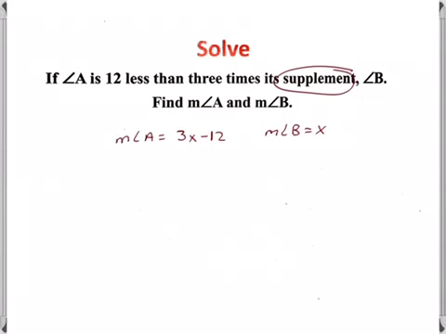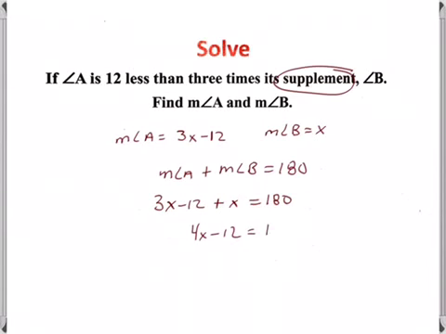If they're talking about supplements, we're dealing with supplementary angles. So that means we're going to set the two expressions, angle A plus the measure of angle B, equal to 180, because to be supplementary means to be equal to 180. So now we substitute in what we know. We've got 3x minus 12 plus x equals 180. Combine like terms, that's 4x minus 12 equals 180.